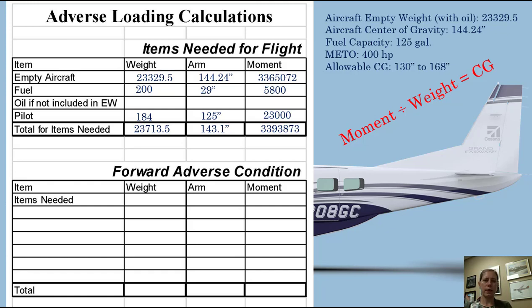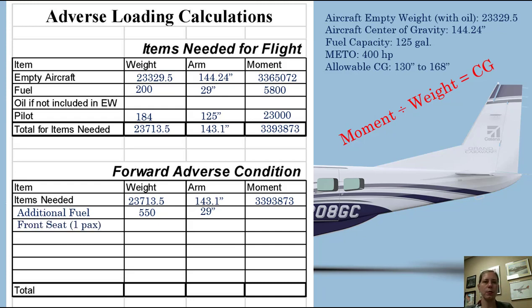But now, we said we have to calculate most adverse. So let's go ahead and fill out the rest of the form for the forward adverse loading. I move my items needed from the top of the form down here to the top of our items needed, is what we call these. We have additional fuel, right? And we said that was going to be 550 pounds because we have a 750 pound capacity. It's located at 29 inches. That's well forward of our CG allowable limit, which was 130 inches. So it's forward of that location. We do our weight times our arm, and we get our moment for that.